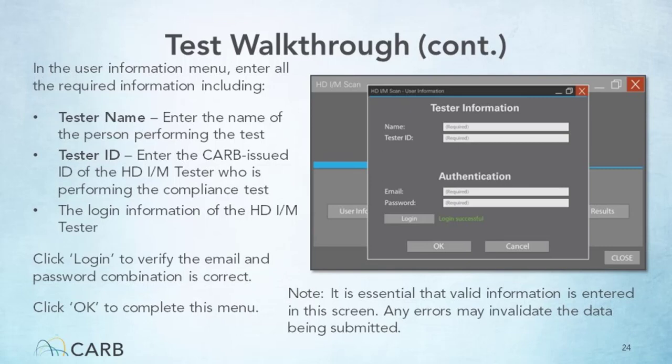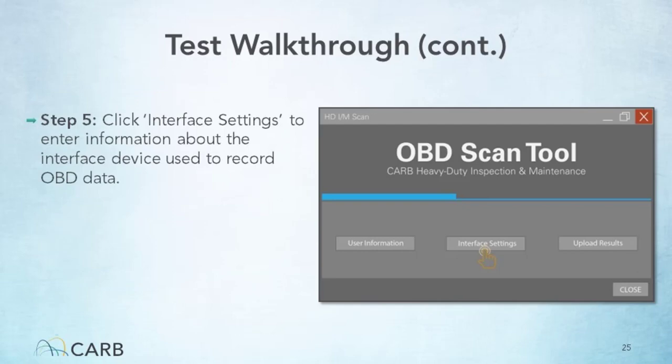Your email and password must be the same as you used when you established the vendor account we mentioned previously. Next, click on Login to verify the email and password combination is correct. It is essential that only valid and correct information is entered in the screen to avoid invalidating the data submitted to CARB. Next, click OK to complete this menu. Next, click the Interface settings to enter information about the interface device that will be used to record the OBD data. On the next slide, we'll show you an example screen with the interface and device communications protocol options to select from the pull-down menus.